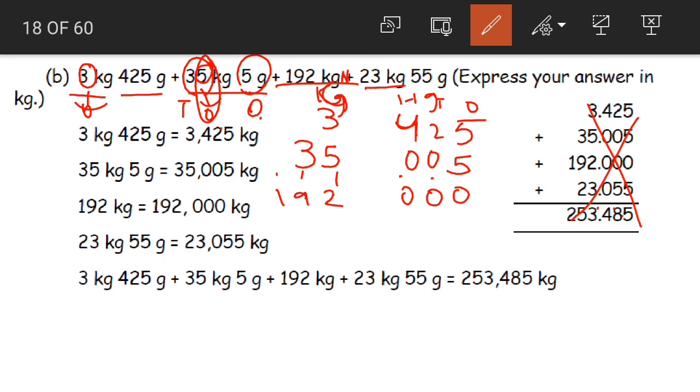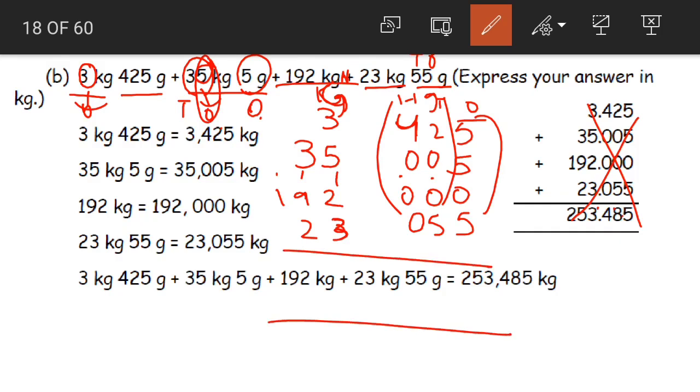Next 23 kilograms. 23, 2, 3. 23 kilograms. 55 grams. 5, 5. 55, ones and tens. 5 in ones place, 5 in tens place. In hundreds place what will we write? We'll write 0. Now the first step is done. That is the arrangement of the given measurements. Now we can add these. 5 plus 5, 10. 10 plus 0, 10. 10 plus 5, 15. I'll erase these lines here.